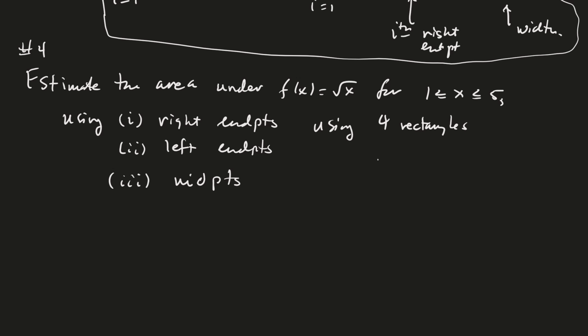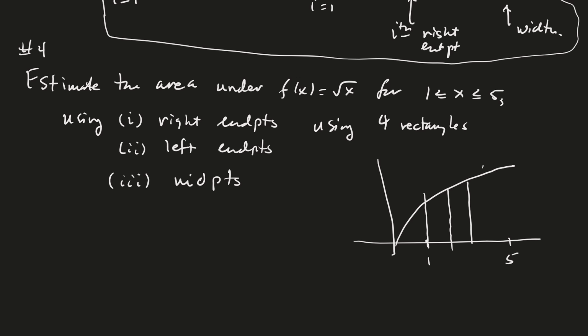So the first thing to do when you're looking at these, I think, is to draw a quick sketch. In this case, our function looks like the square root function, and we're going from 1 to 5. Now, the length of this interval is 4, and so using 4 rectangles is going to be nice because that'll mean that I get to use the integers 2, 3, 4. So the width of each rectangle, no matter what type of endpoint I use, is going to be 1 unit. Good, and so that is equal to delta x in this case.